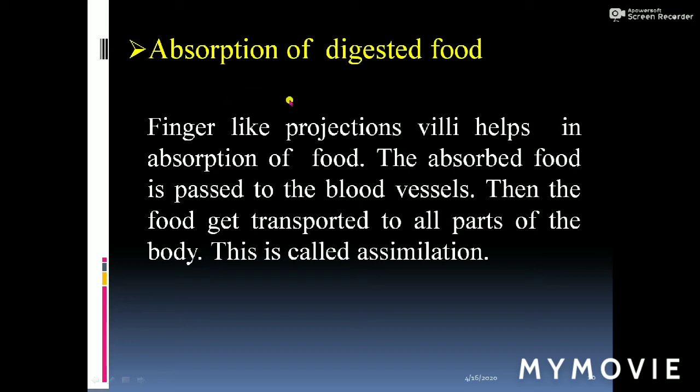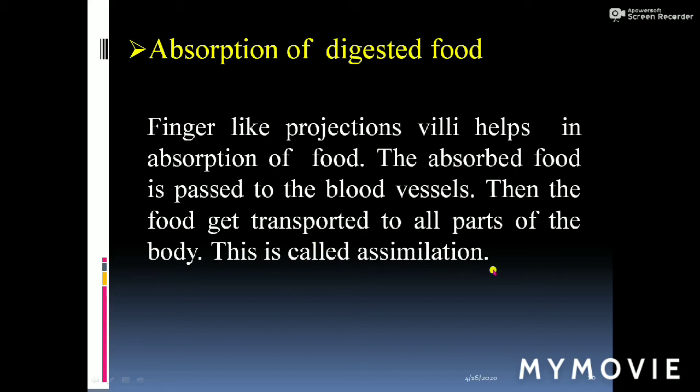Next you see the absorption of digested food. The last digestion takes place in the small intestine. So we can say the complete digestion of the food takes place in the small intestine. Then the absorption of nutrients will take place. So again I will show you the video.